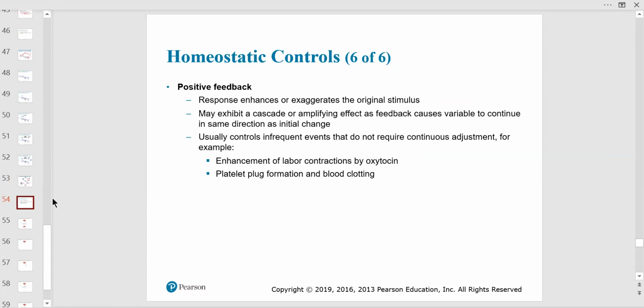So here's the positive feedbacks, where everything is enhanced or exacerbated and the output increases. It doesn't stop. It keeps going beyond what could be balanced. So there's not a continuous control. And these are completely appropriate, like labor contractions. Of course, you want to enhance the uterine contractions with oxytocin, and for lactation as well. That makes complete sense. And then it'll stop once the stimulus is gone.